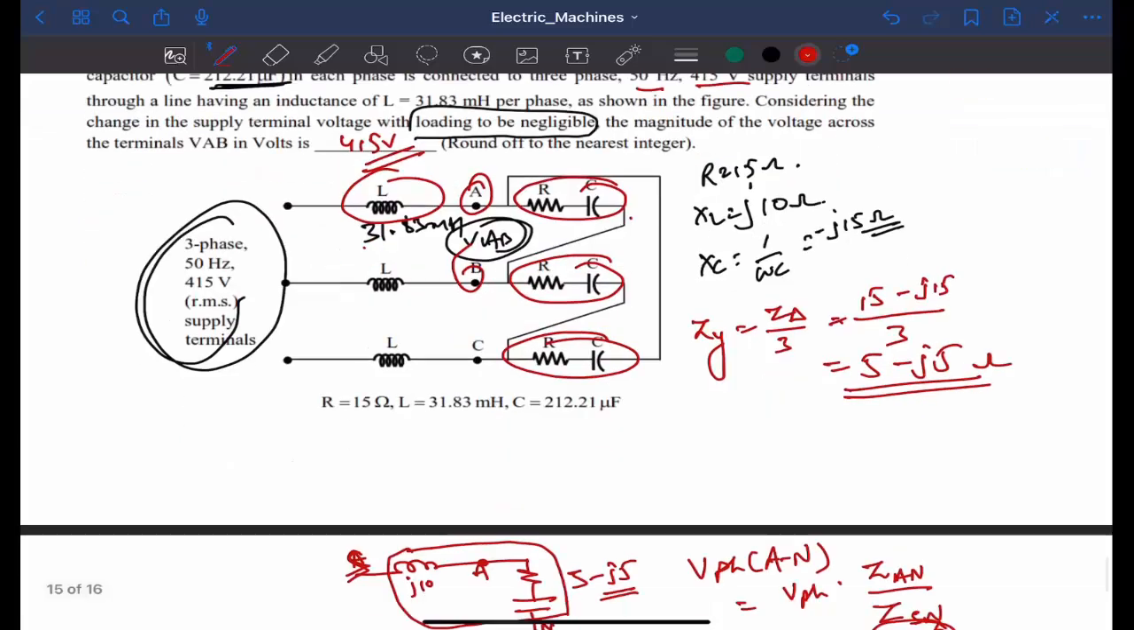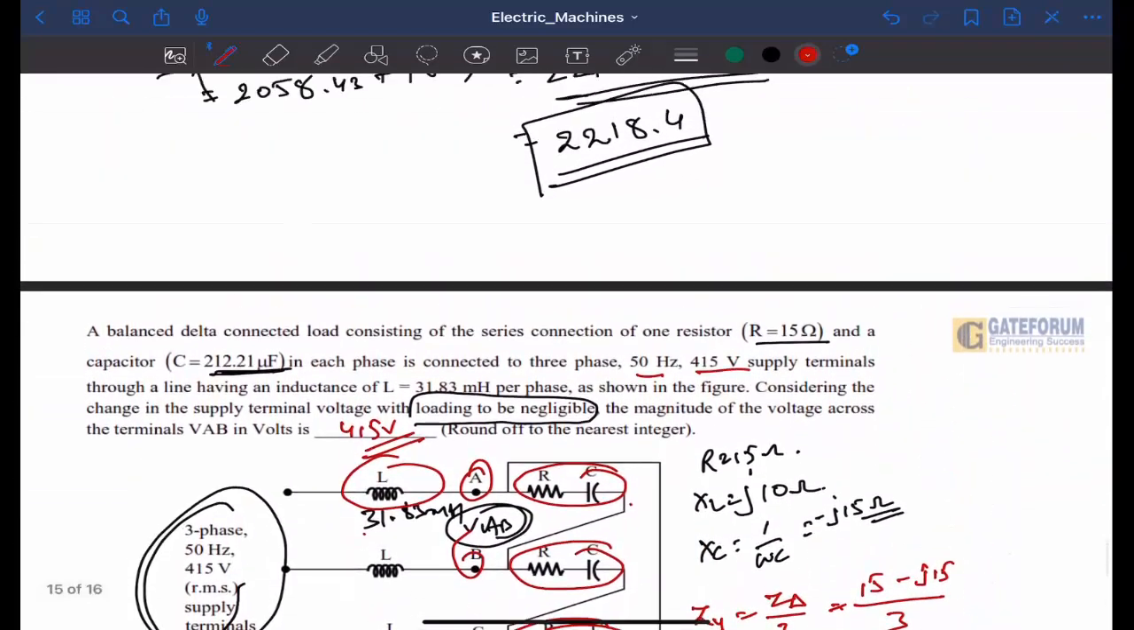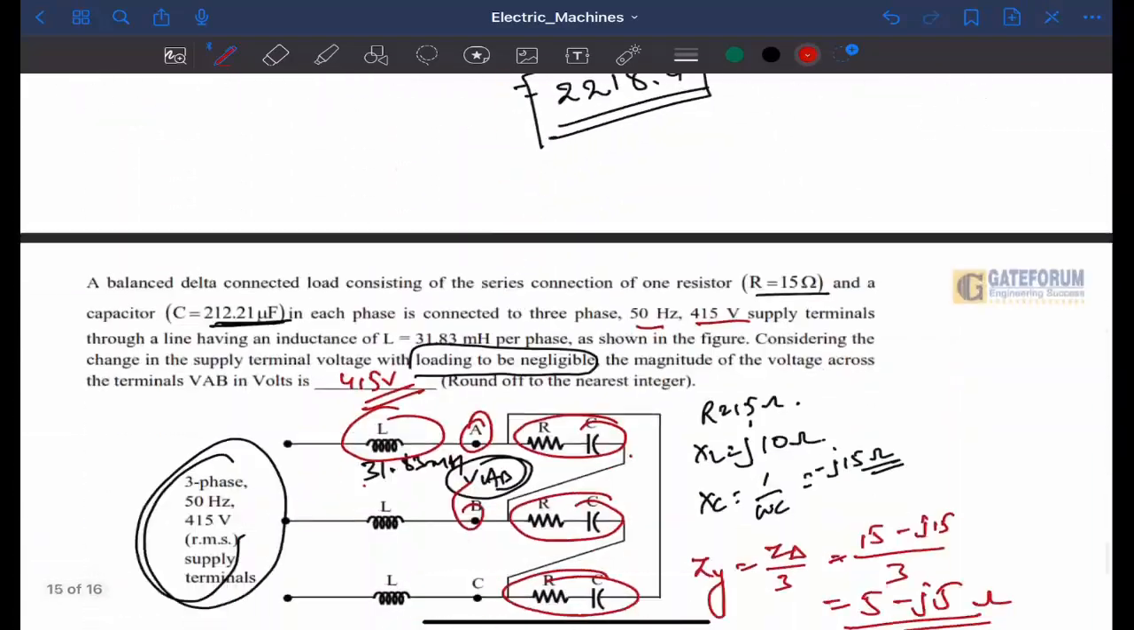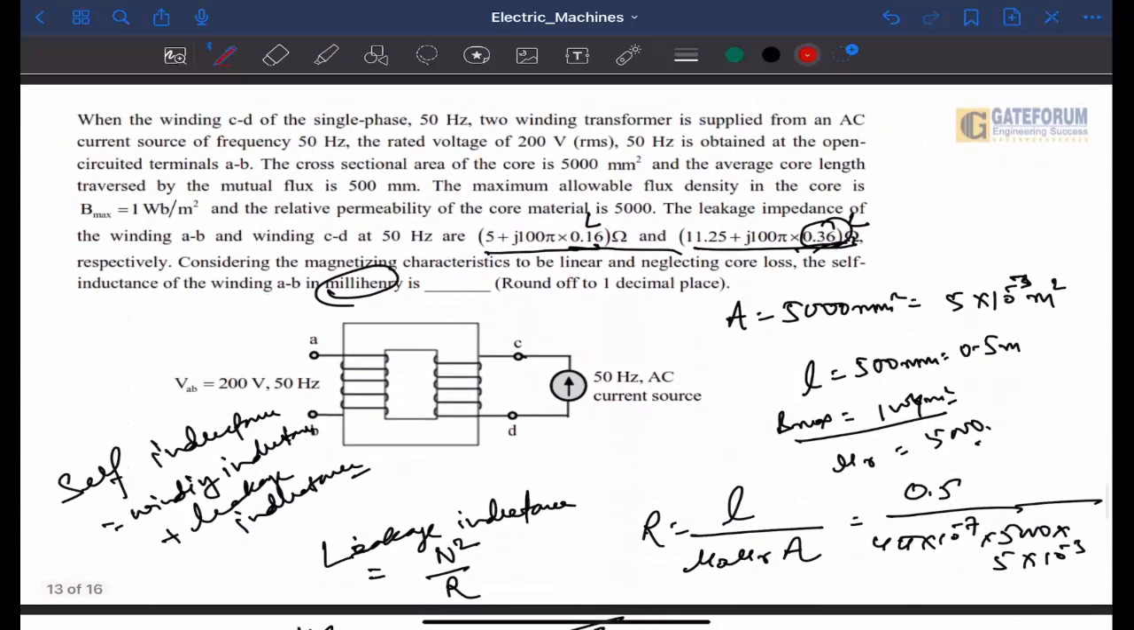So with this problem I have solved all the electrical machine problems which were asked in GATE 2023. So these questions we can solve using circuit concepts, power system fundamentals with the machine fundamentals. Okay, this question was from transformer. It was from transformer and it is a good question.